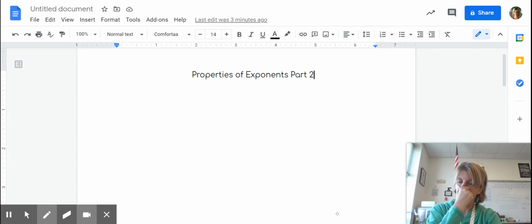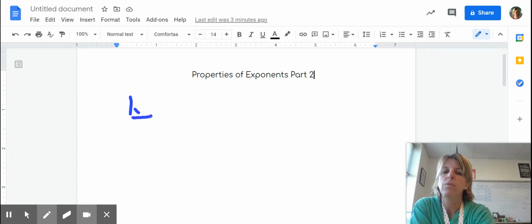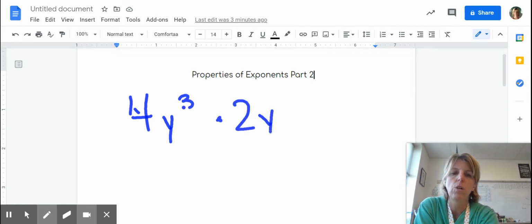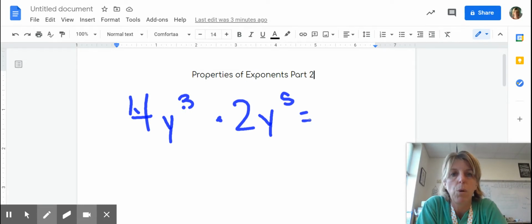All right, try a couple of these. What if I had 4y to the third times 2y to the fifth? What would you get? Go ahead and pause the video and try that one. Do pause the video. I hope you're taking advantage of this. Work through it. If you work through it and think through it and then you watch me solve it, you're going to be so much farther ahead because you're going to have a better idea of knowing what you don't know. And when you know what you don't know, it's so powerful, right?